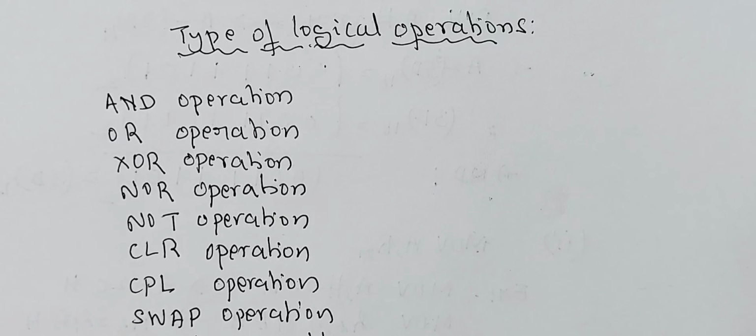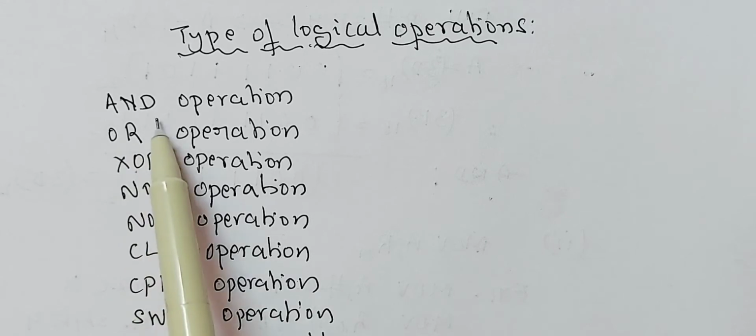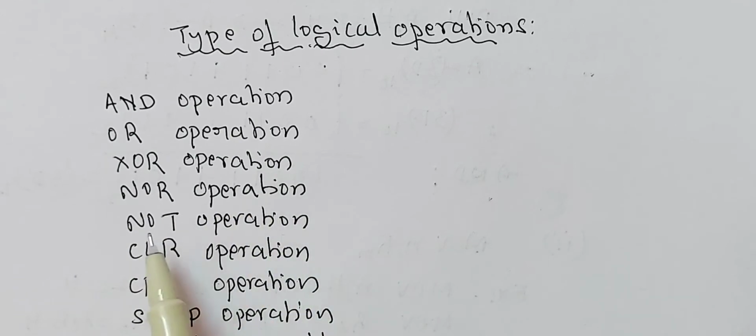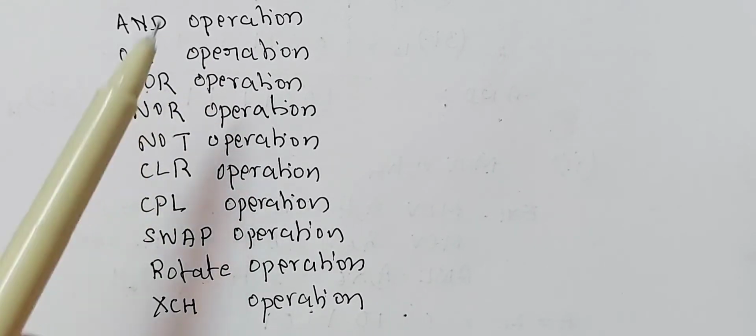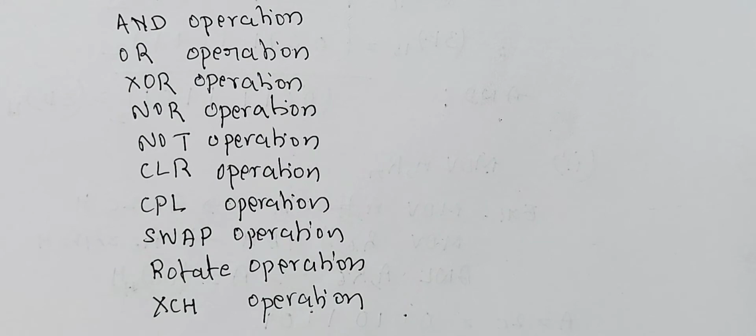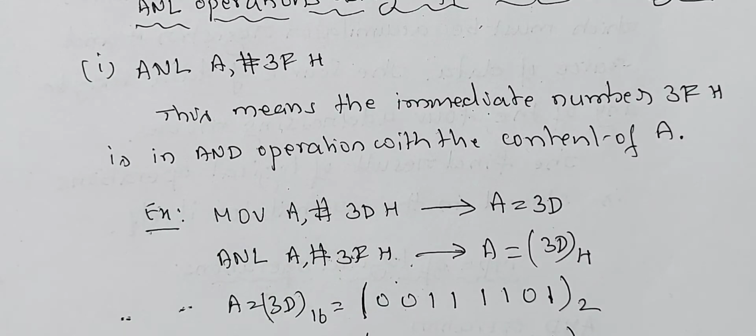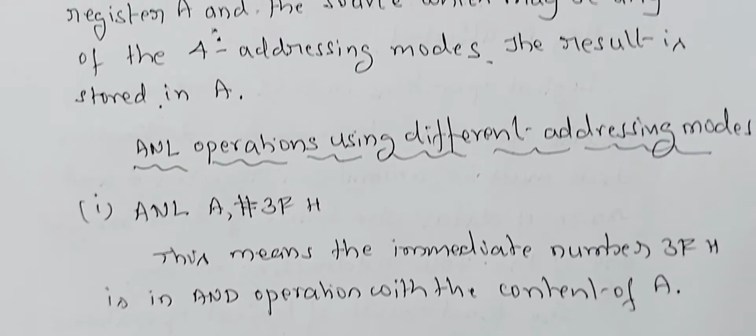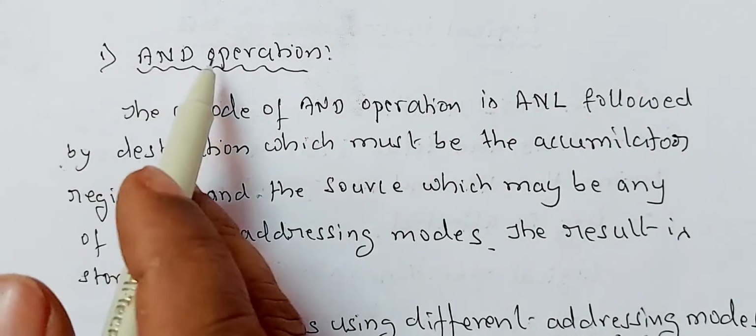See, there are different types of logic operations used in the 8051 microcontroller. That is AND operation, OR operation, XOR operation, NOR operation, NOT operation, CLR clear operation, CPL complement operation, swap operation, rotate operation, exchange operation. Now we will discuss one by one all these operations with examples. Now we will discuss the first operation, the AND operation.